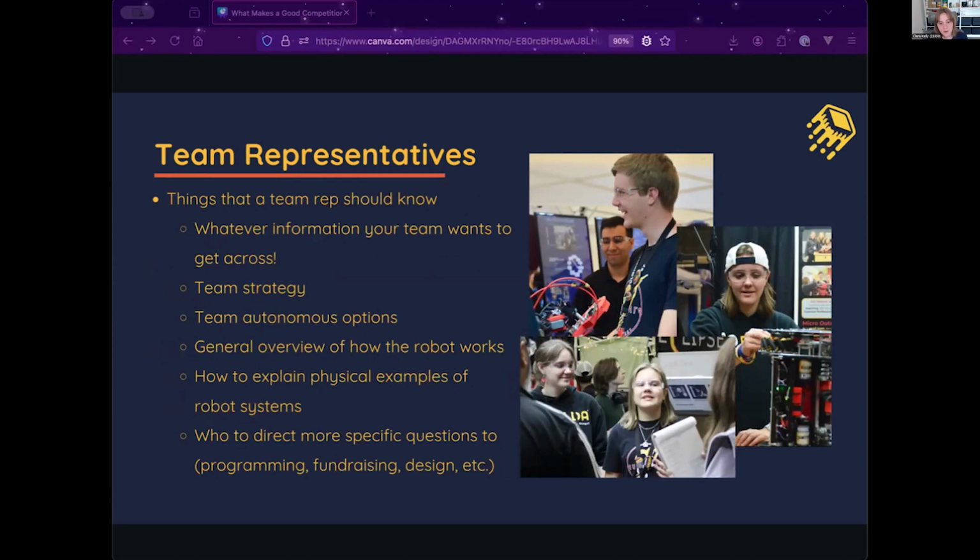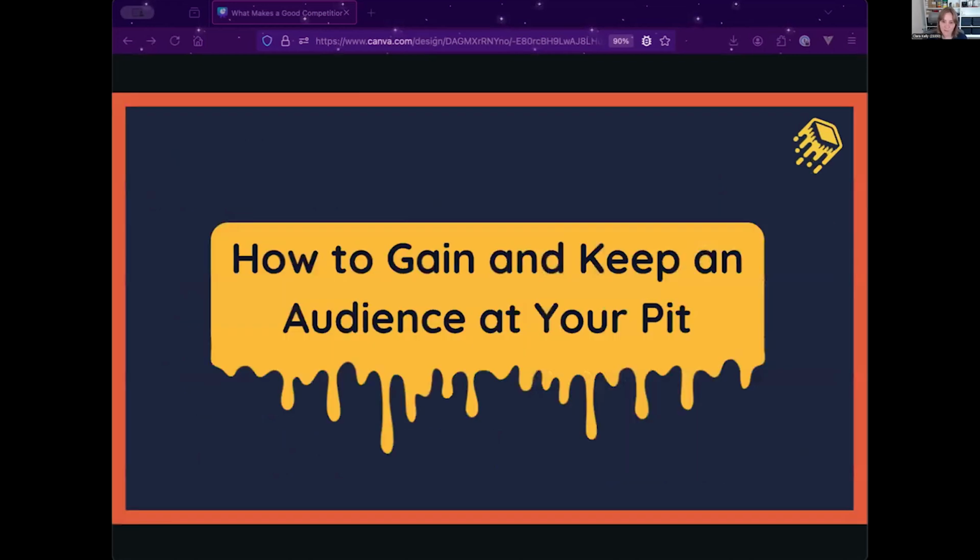And so your team representative should really have at least a basic understanding of what your robot can do, what your autonomous can do, how you work better together. And also explain physical examples of the robot subsystems and who to direct more specific questions to. So if you're like me, you don't do much in software and someone asks you a really complicated software question, I should at least be able to say, oh, you can go talk to my team member, Bowen, or he'll be back at the pit soon, or bring him over so you can ask him a question.